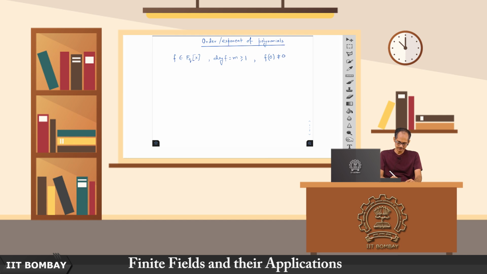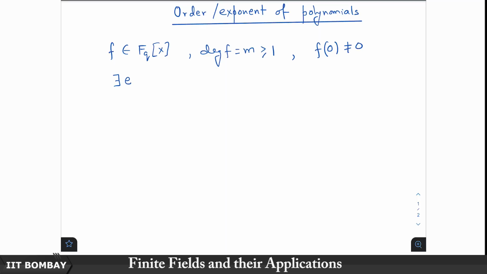For such a polynomial, there exists an e, a natural number, such that f(x) divides x power e minus 1 and e is less than or equal to q power m minus 1. So, let us see the proof. The proof is quite simple.